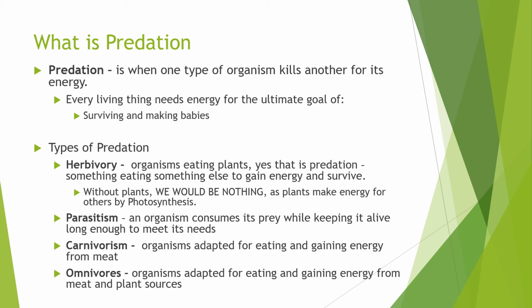Some organisms' digestive systems can only take plant fiber. Some can only take meat fiber. We can take both plant and meat fiber, and we have the adaptations of specially shaped teeth to also allow us to eat both of those. So those are the basic kinds of predation.